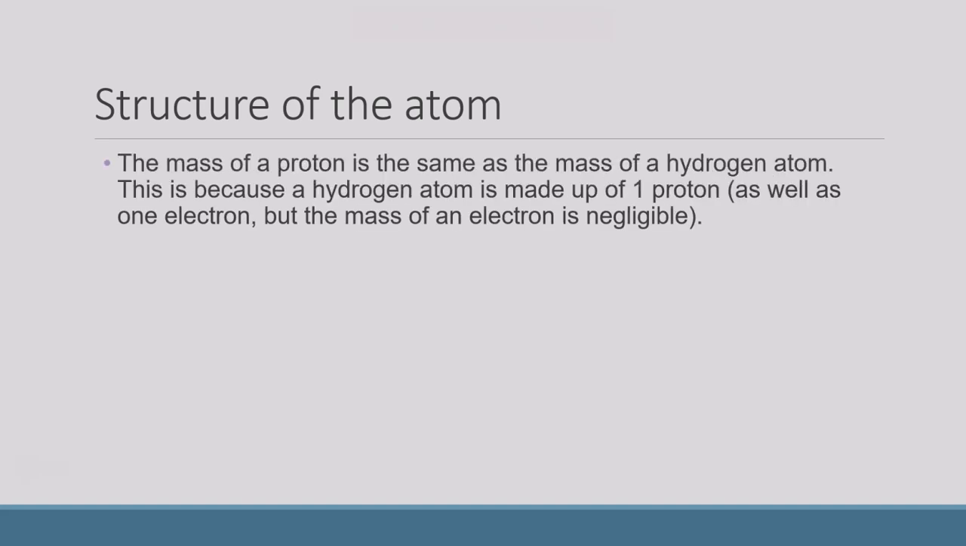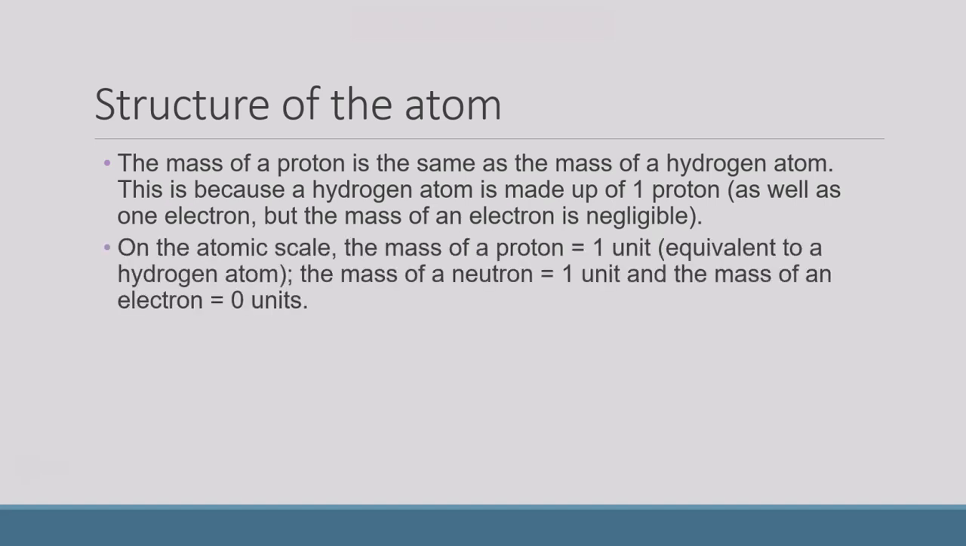The mass of a proton is the same as the mass of a hydrogen atom, because a hydrogen atom is made up of one proton as well as an electron, but remember that we don't add on the mass of the electron. On the atomic scale, the mass of a proton is 1 unit, the mass of a neutron is 1 unit, and the mass of an electron is 0 units.